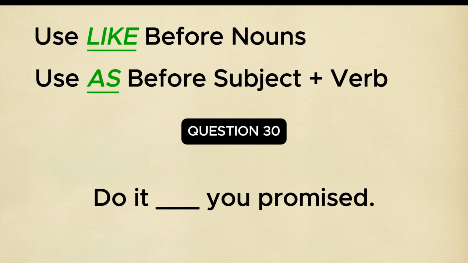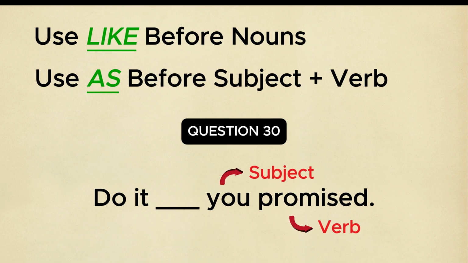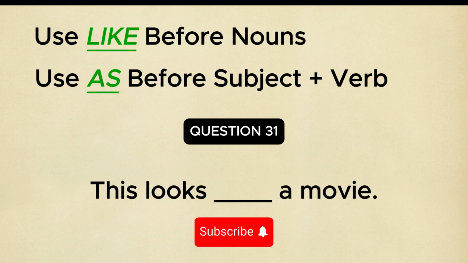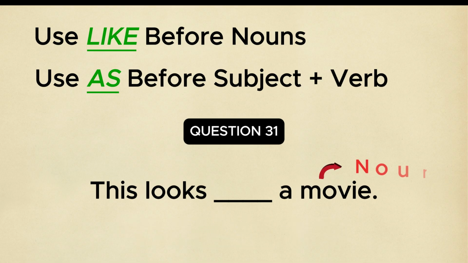30. Do it blank you promised. This is a subject plus verb. The answer is as. 31. This looks blank a movie. This is a noun. The answer is like.